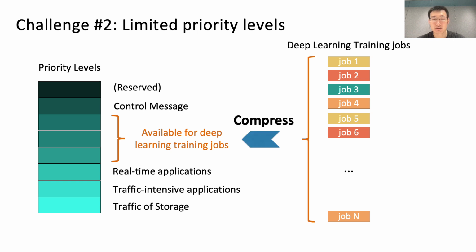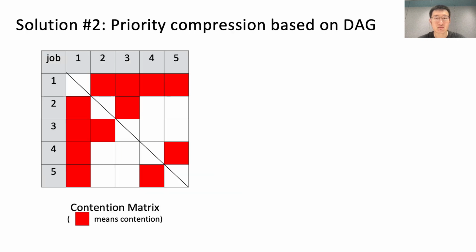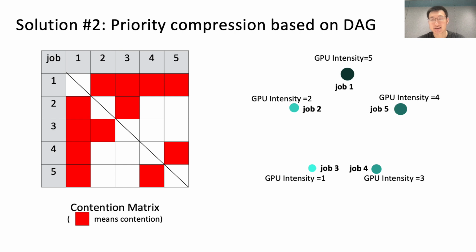So how to compress the priority assignment but still try to differentiate jobs of different GPU intensities? We find that although there can be many concurrent jobs, usually a job only has communication contentions with some of them, not all other jobs, just like this matrix. Only red colors mean communication contentions. Based on this insight, we can build a directed acyclic graph to describe potential communication contention between jobs. Each edge from A to B represents that jobs A and B share the network path, and A has higher GPU intensity.